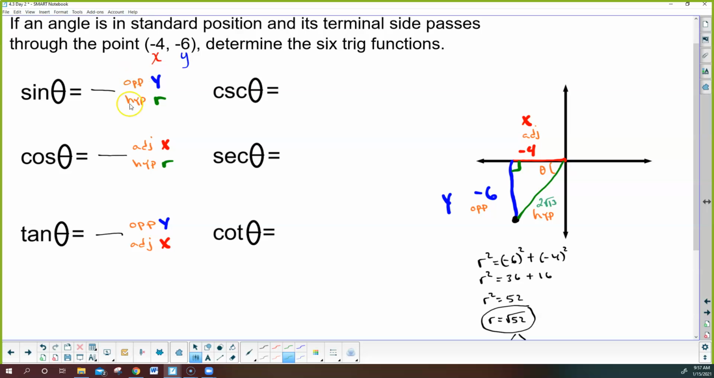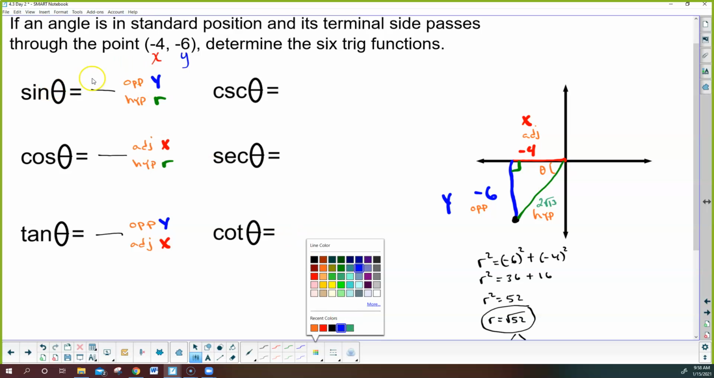I don't care how you learn it. I personally like to stick with SOHCAHTOA, but I know that they refer to y over r as sine, x over r is cosine, and tangent is y over x. There's a reason why, and I'll show you that coming up. But now all we do is just plug in our numbers just like we had before.